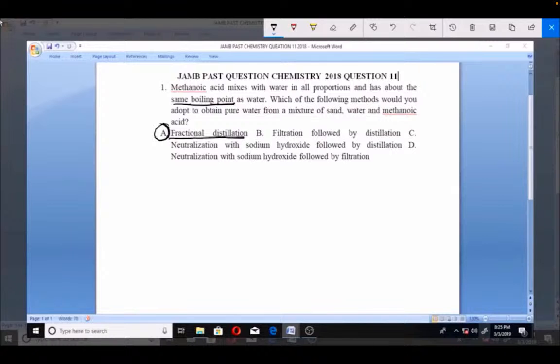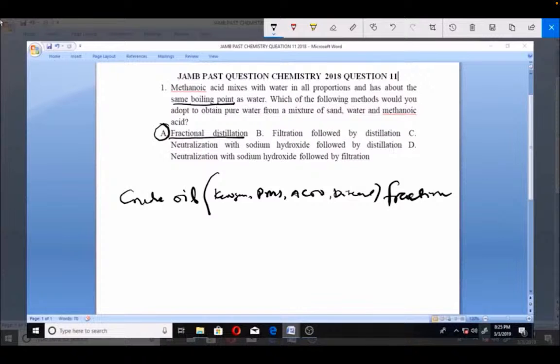Whenever they have very similar boiling points, that is what you use. Like where we have crude oil. In Nigeria, crude oil is our major source of income. So to separate crude oil into kerosene, normal fuel, the PMS, AGO, diesel, and the rest of them, you use a process known as fractional distillation. Why do we use fractional distillation to do this? Because they have close, similar boiling points. So that's why you do that.